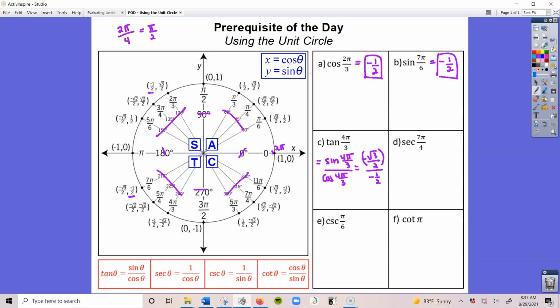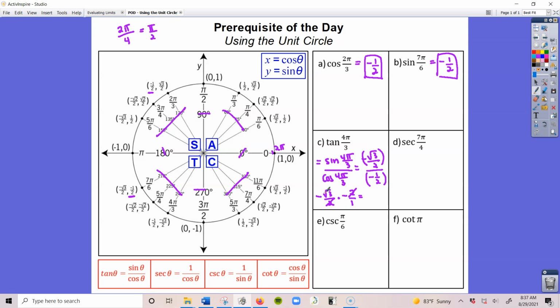Since we have a fraction divided by another fraction, we're going to copy, change to multiplication, and flip. So negative square root of 3 over 2, change to multiplication, and flip the second fraction, which is negative 2 over 1. Now we can multiply straight across and then simplify. But what I like to do is look at the diagonals, because diagonals mean that it's divided.